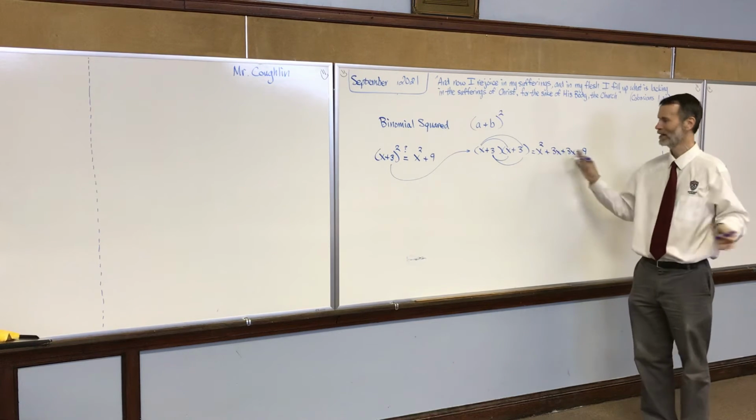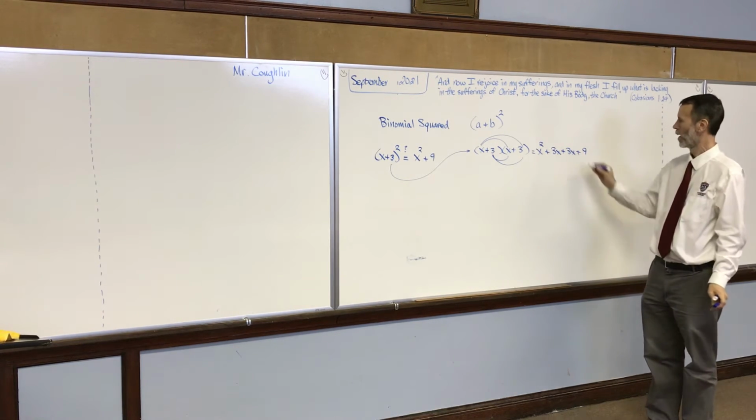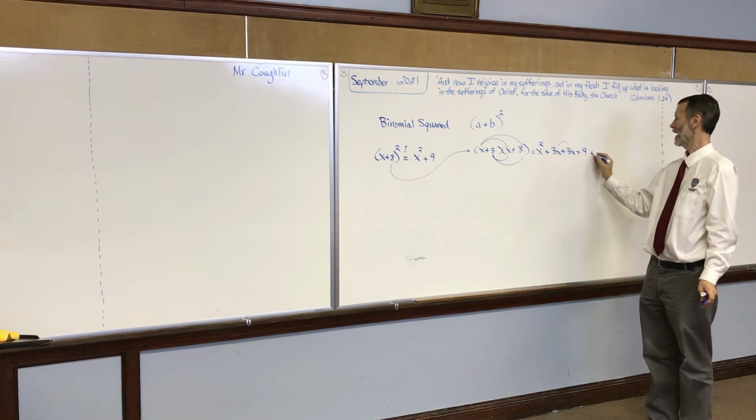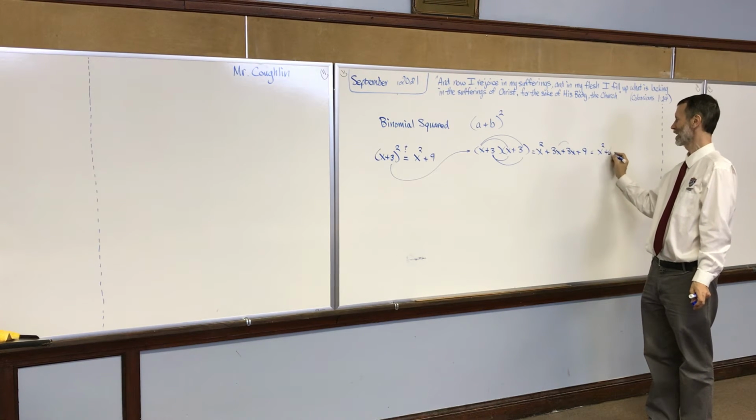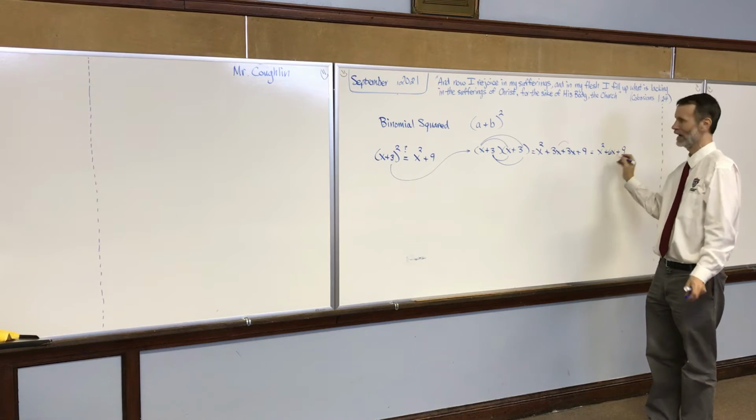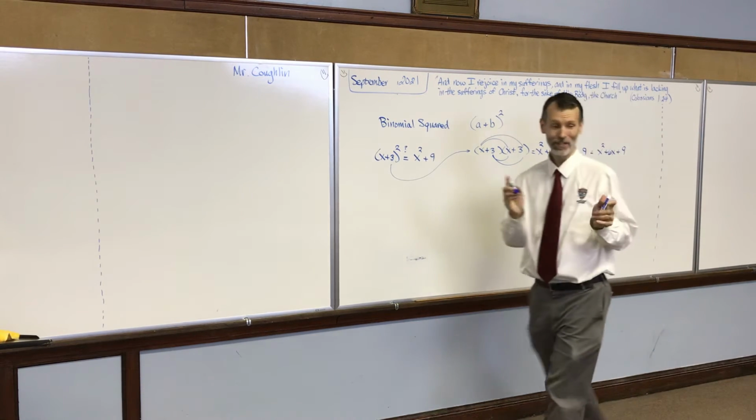So anyway, anything combined? The 3x's, what do you get? 6x. X squared plus 6x plus 9. Nice. That is the correct answer.